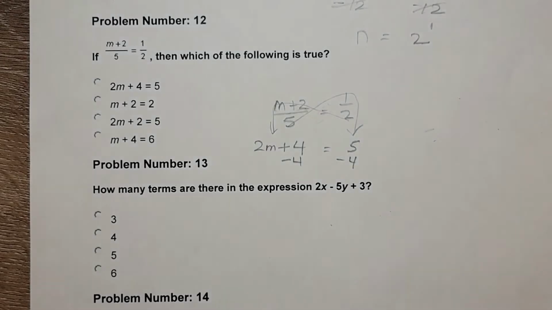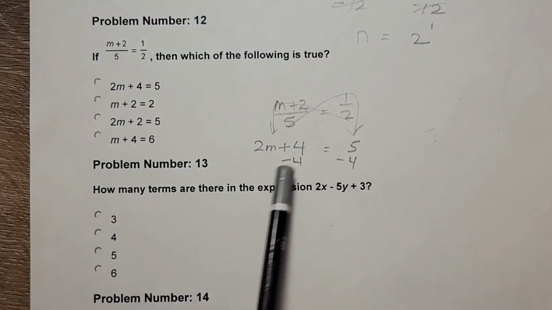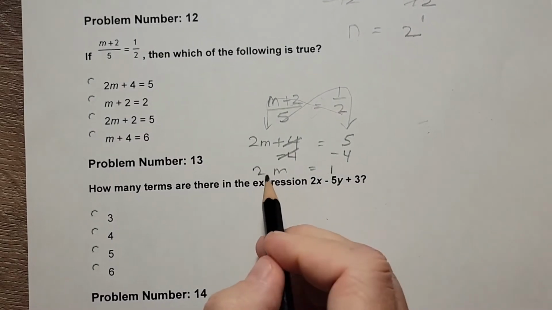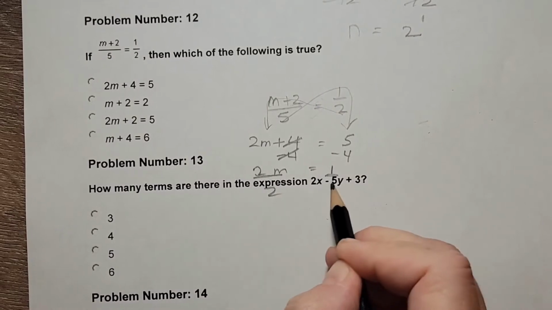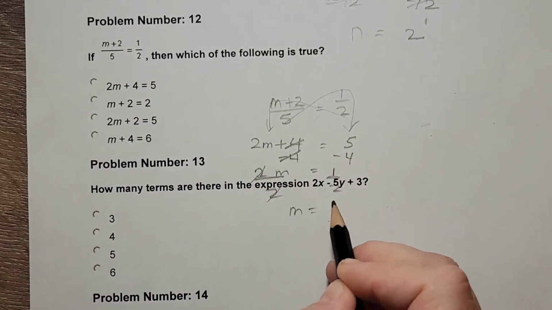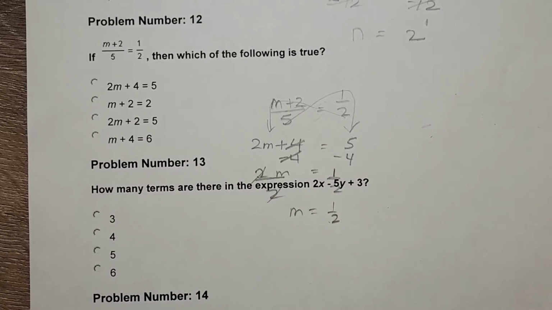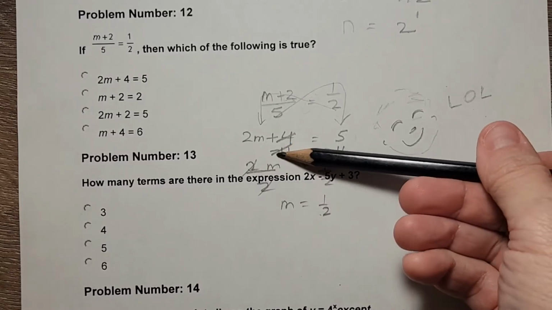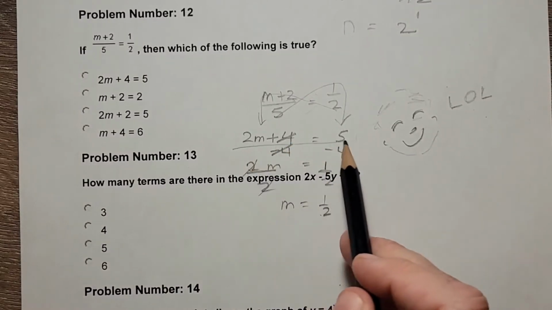Okay, so we're down to 2 steps. We're going to subtract 4 from both sides to get rid of the 4. 2m equals 1. The next step is just to divide both sides by 2, canceling out that 2. m is 1/2. Okay, so I got a little carried away. We didn't have to do from here down. All we needed to know was this right here.